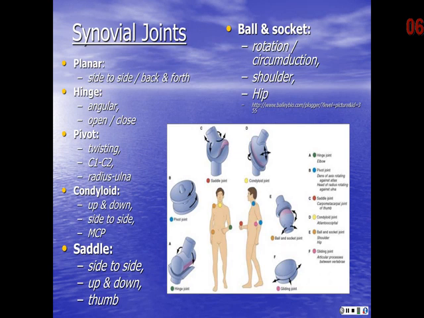Condyloid joints are found at the metacarpal phalangeal joints of the hands and fingers and allow side to side and up and down movements. The saddle joint is one that is specialized and found at the thumb and allows side to side and up and down movements. In the thumb, when these are combined, it is sometimes referred to as opposition. A ball and socket joint allows rotation and circumduction. These are found at both the hip and shoulder.